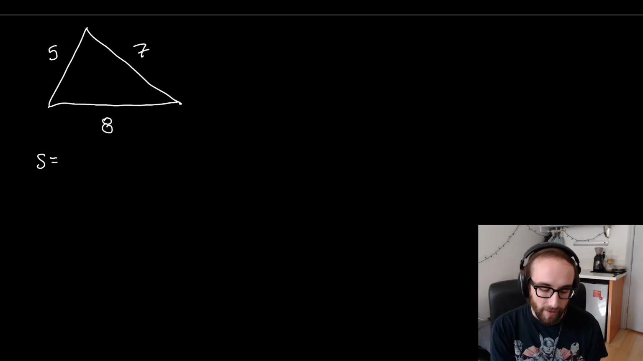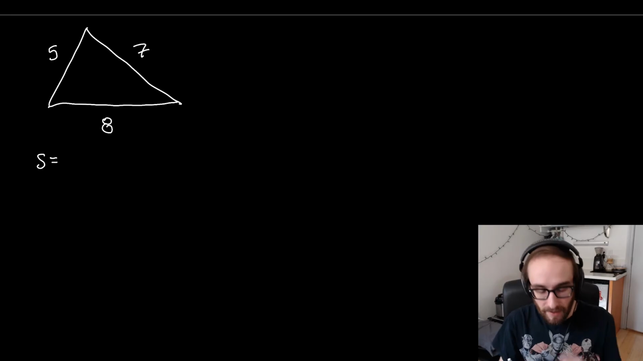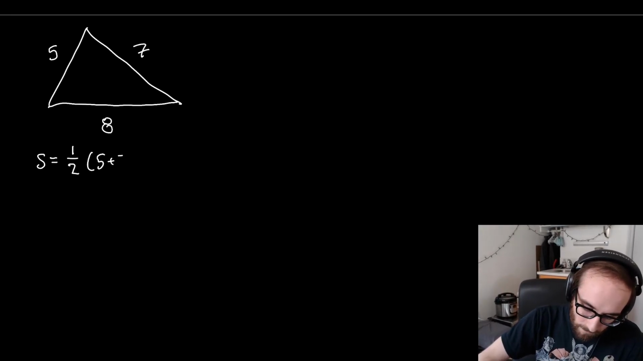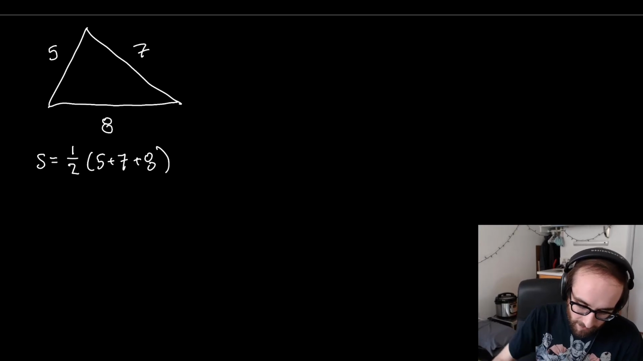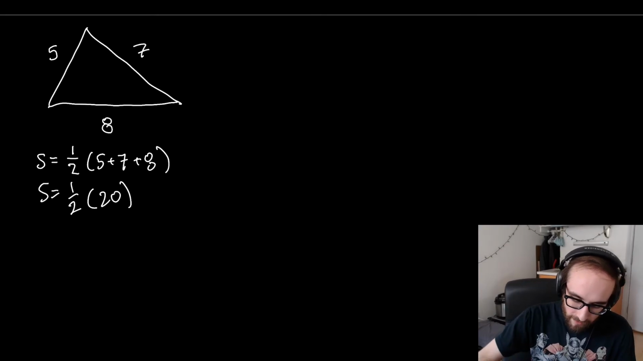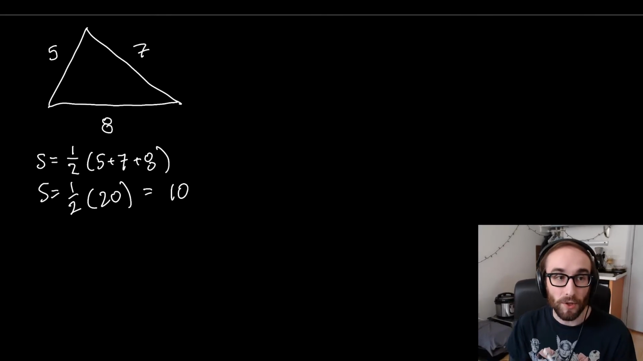Let's take a look at a quick example. Here we have side lengths 5, 7, and 8. First, let's find out what that S value is equal to. So 1/2 times the sum of all of these side lengths. 1/2 times, in this case, 20. So S is equal to 10.